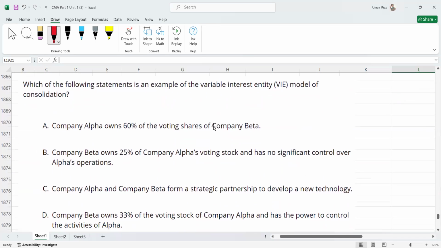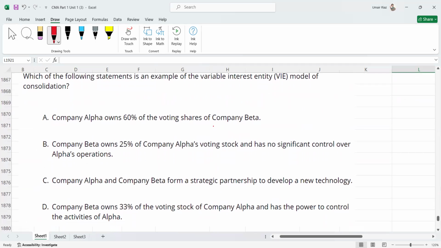Then we have another question. They are saying, which of the following statements is an example of a variable interest entity? I told you we covered this point in the first video. We have a voting interest entity and a variable interest entity. Voting interest entity means you acquire control through the acquisition of a majority of the voting rights. But variable interest entity means even if you don't have a majority of the voting rights, you don't have more than 50% of voting rights, you still have control. This control can be passed through a contract, right? So that is called a variable interest entity.